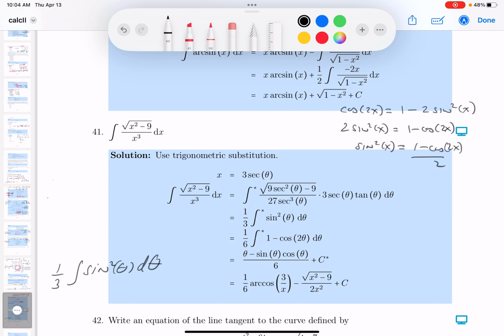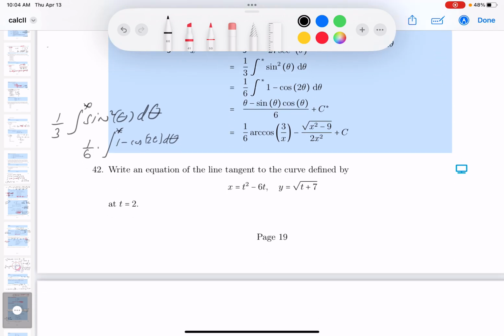I think I'm ready to do that. I'm going to pull a 2 on the outside, so you get 1/6. And I should put a star over here too, because I'm really leaving the length of x's. We'll get back to that later, by the way. And what do I get there? I get 1 minus cosine of 2 theta, d theta.